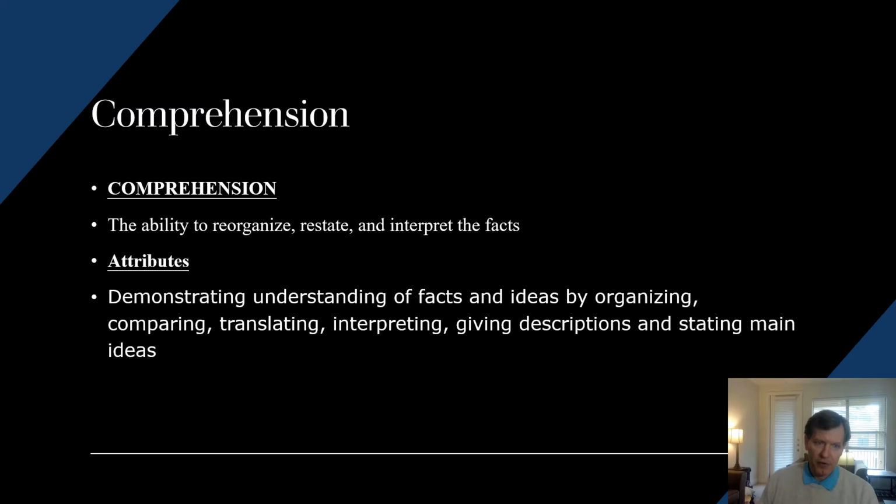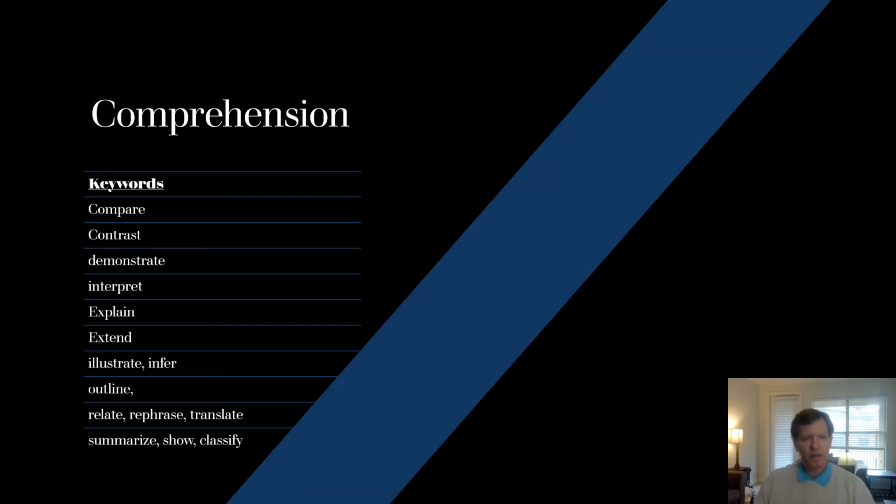Next, we deal with comprehension. Comprehension is the ability to reorganize, restate, and interpret facts for the purpose of this domain. It deals with demonstrating an understanding of these facts by organizing, comparing them, translating them, interpreting them, and you see how these words would translate into actions that the students would do. The students would interpret, the students would compare. So keywords you can use in your objectives: students will compare, students will contrast, students will interpret, students will extend, illustrate, outline.